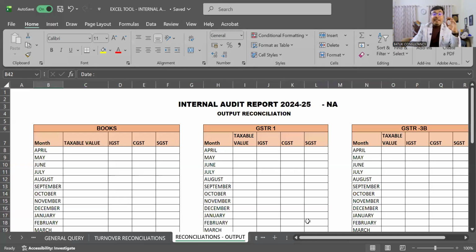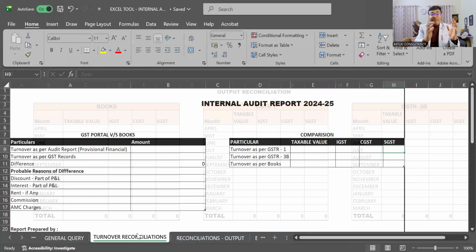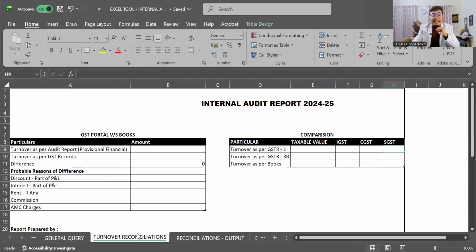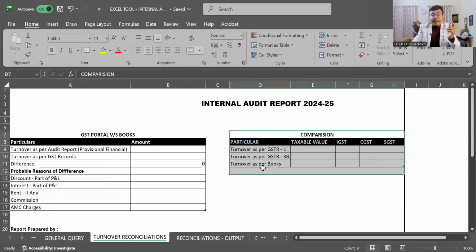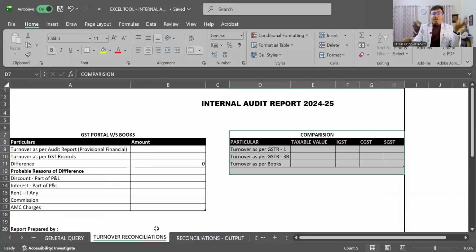Next sheet, reconciliation of output calculation. Sir, in our first sheet, we have done the consolidated reconciliation. Now, suppose the next step is optional. If you don't find any differences here, then there is no need to go for the next reconciliation, because no issue is there. Your 3B, GSTR 1 and books are reconciling.